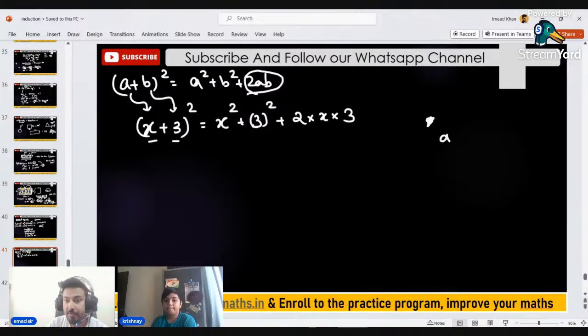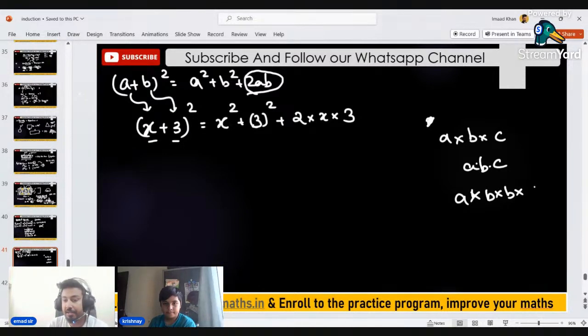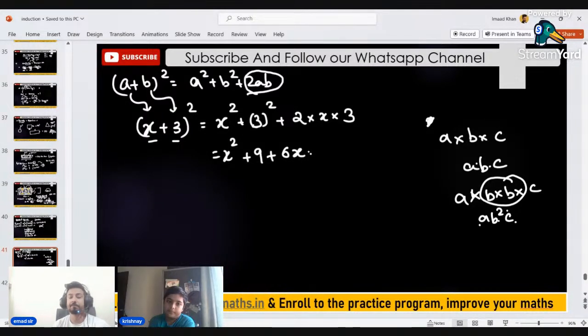2ab means they are all combined with each other by multiplication. Suppose a into b into c, we write abc together. It means they are connected with multiplication. So a into b into b into c becomes ab square c, because there are two b's. So when we solve it, we get x square plus 9 plus 6x. This is the very basic identity.